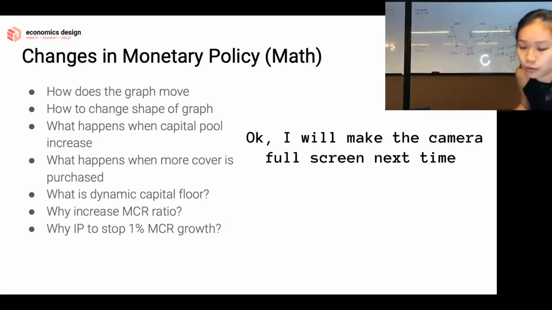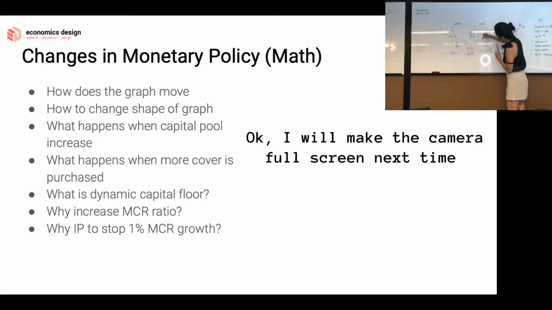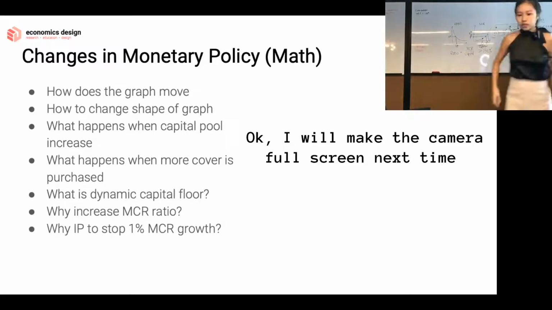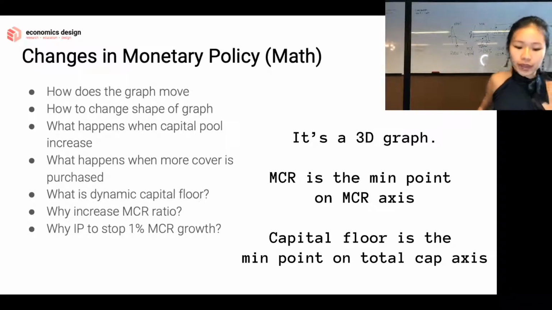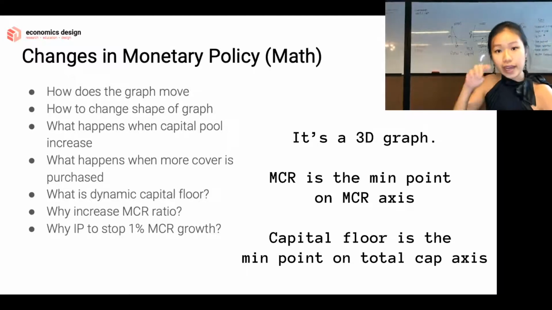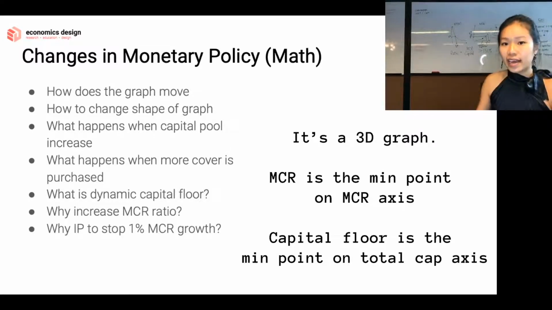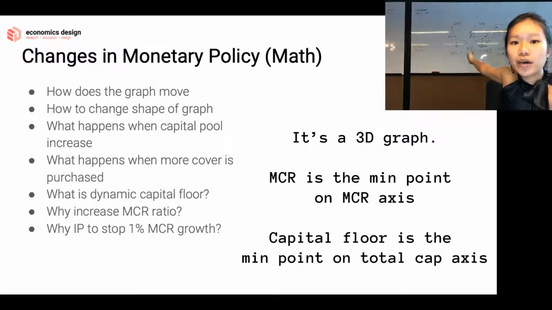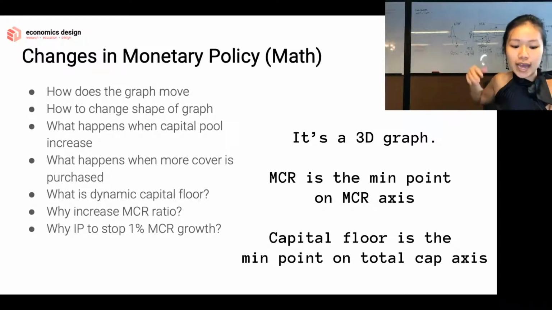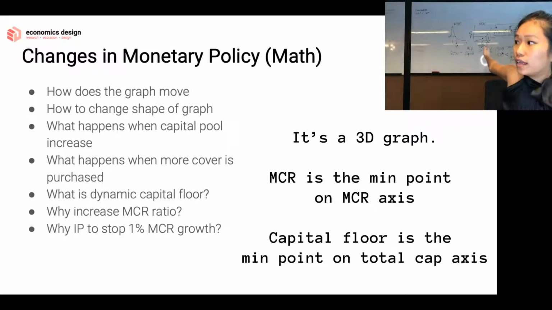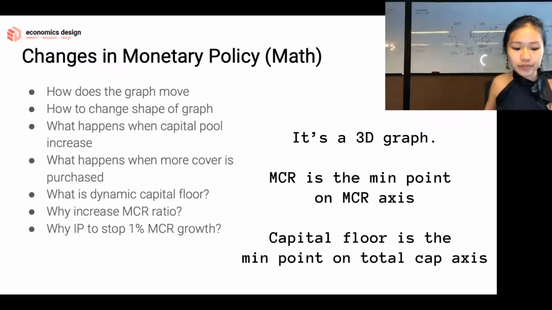Why? What is the dynamic capital flow? I added a dot on the graph at a much lower end, and it's called the dynamic capital flow. As you can imagine, the capital flow is the minimum amount that is needed. There are two types of minimum amount. One is the MCR, which is the minimum capital required, and the other one is this capital flow, which is the least amount of capital needed in the system. And it's dynamic because it changes based on the different variables in there.